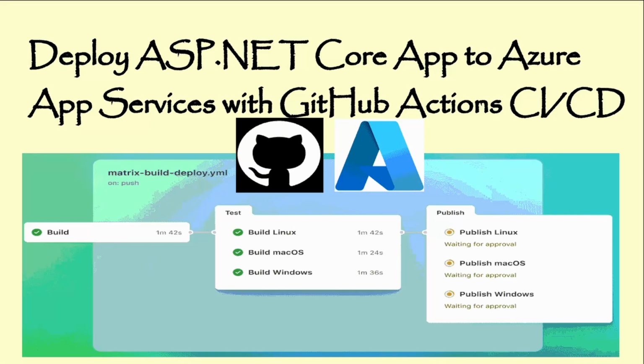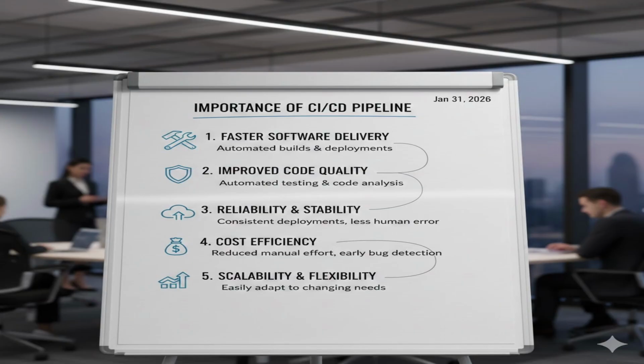We will deploy an ASP.NET Core app to Azure App Services with a GitHub Actions CI/CD pipeline. CI/CD, as you know, stands for Continuous Integration and Continuous Delivery of apps. This automates integration, testing, and deployment.